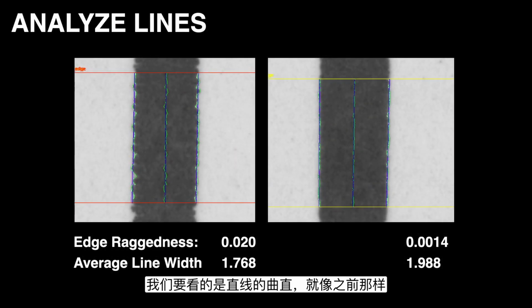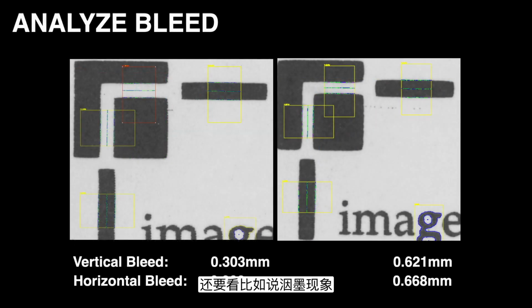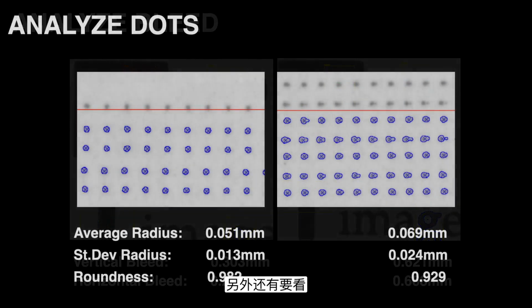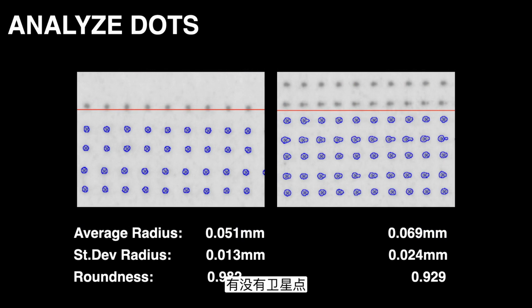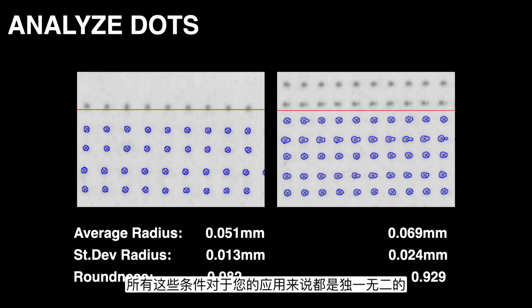So we're looking at things like how straight are the lines, like we were before. Looking at things like, is the ink bleeding? And then also looking at things like, is there any satellites that are present, or how does the shape of the drops compare? And depending on the distance from the print head to the substrate, how fast your substrate's moving, all these different things that are somewhat unique to your application, those are going to help decide what's the right balance between speed and clean drop formation.